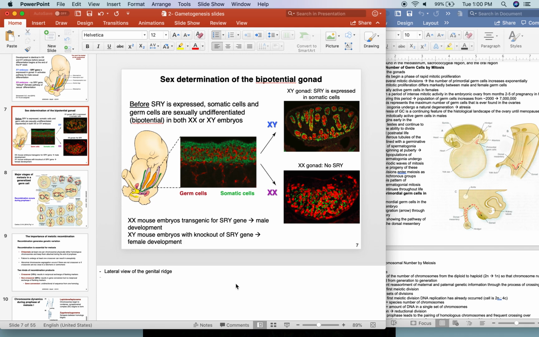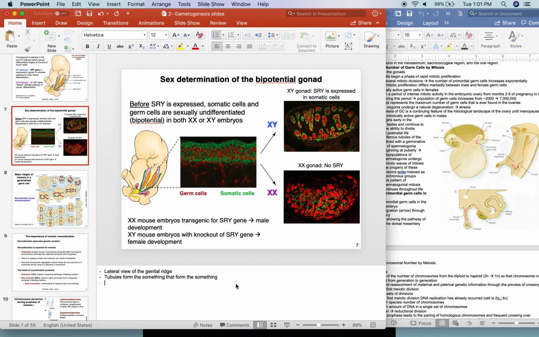The other thing that's happening once SRY gets expressed in the XY gonad is that tubules start forming. The germ cells start organizing themselves inside these little tubules. Those little tubules are what are going to form the seminiferous epithelium that continues in the adult testes. Okay? Female doesn't have that kind of organization.